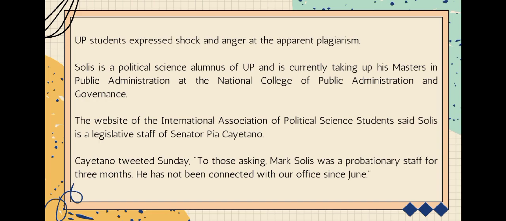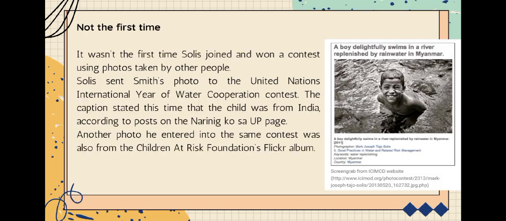Cayetano tweeted Sunday to those asking that Mark Solis was a probationary staff for 3 months. He has not been connected with our office since June. It wasn't the first time Solis joined and won a contest using photos taken by other people. Solis sent Smith's photo to the United Nations International Year of Water Cooperation contest. The caption stated this time that the child was from India, according to a post on the Narinig Ko sa UP page.